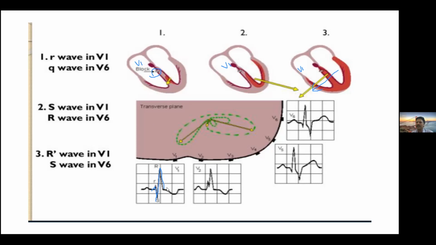The same thing happens oppositely in V6. So there is a terminal negativity, S wave in V6, and there will be an initial negative Q wave in V6. Now you understand, very simple. If you happen to see a small R, S, and a tall R in V1, you are dealing with right bundle branch block. As simple as that.